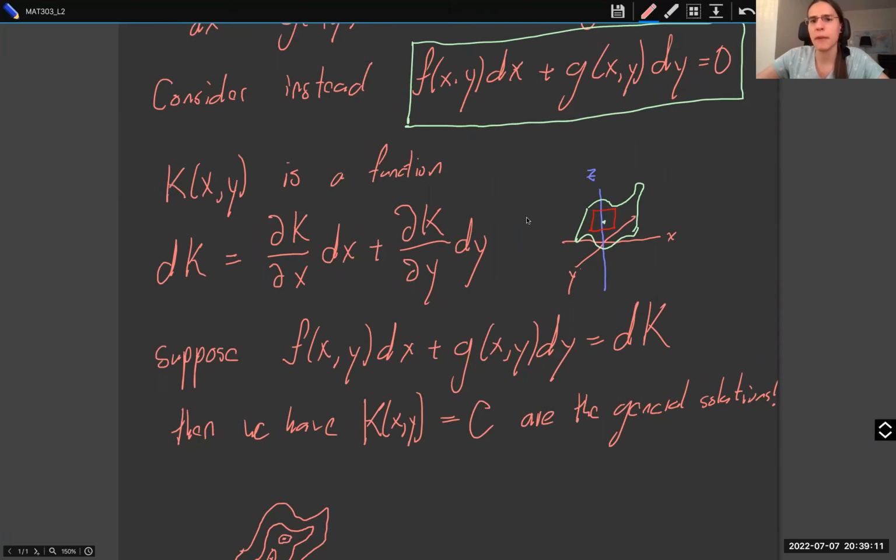And what is the assignment going to cover? Well, it's also probably going to cover the stuff that we cover on Monday. So exact first order equations.